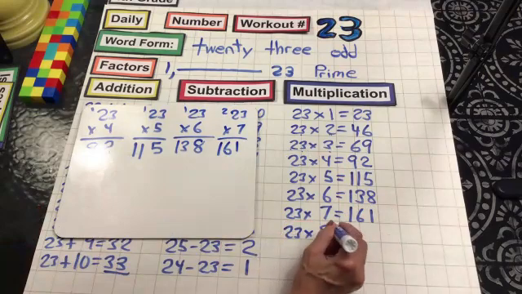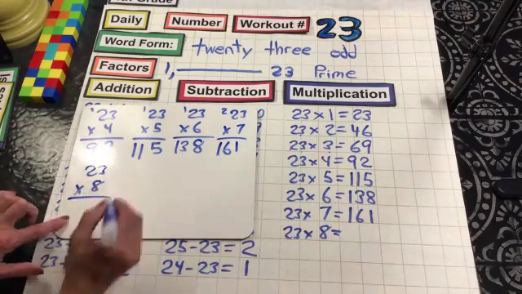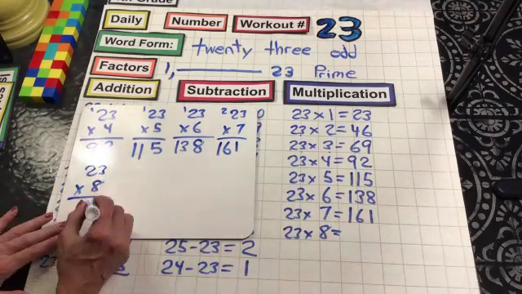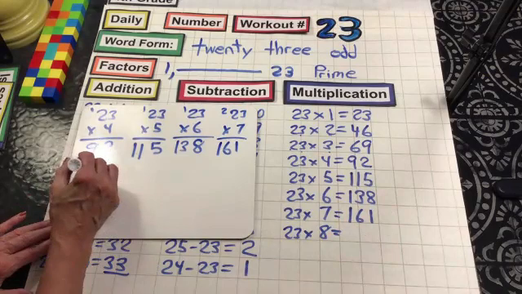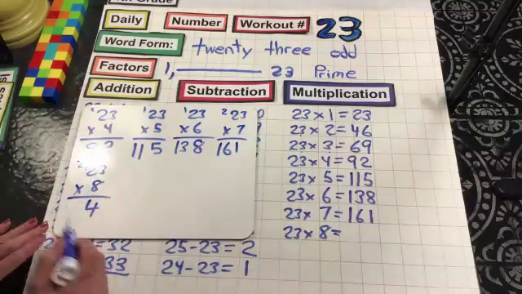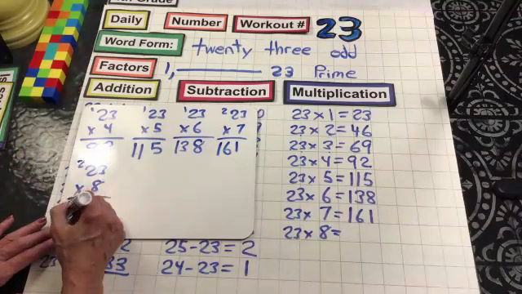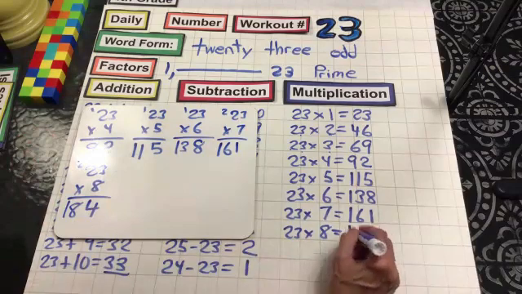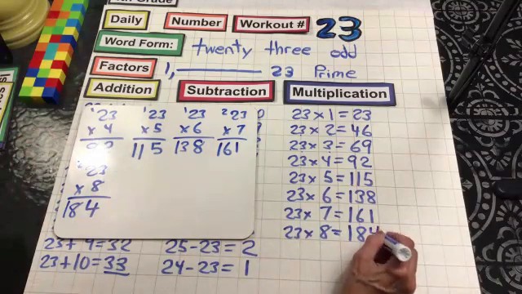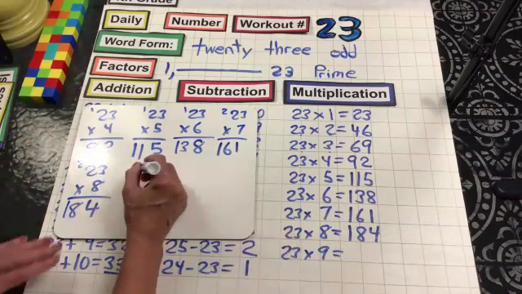23 times 8. 8 times 3 is 24. Drop the 4, carry the 2. I'm sorry, yes. 8 times 3 is 24. Then 8 times 2 is 16, plus 2 is 18. 184.